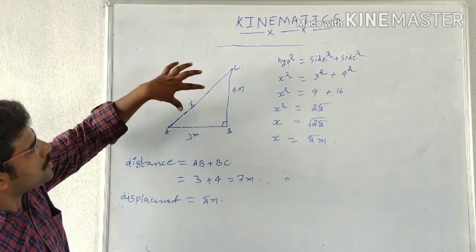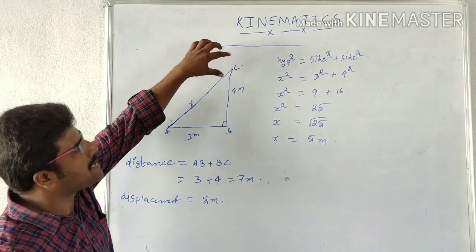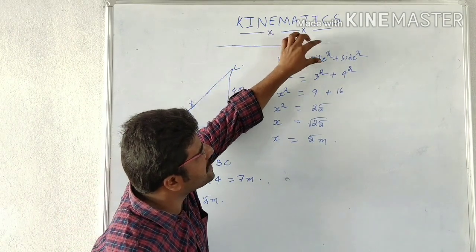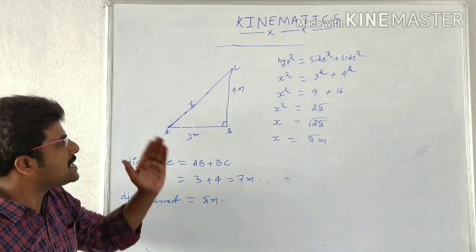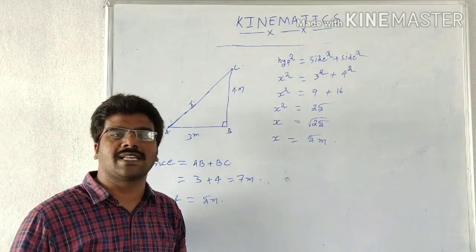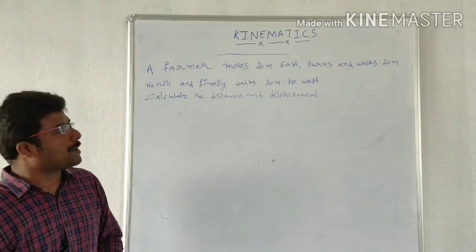Okay. So here we should have an idea in maths, that is the Pythagoras theorem we are using: hypotenuse square equals side square plus side square. If you know that formula, we can do this type of problems very well. Okay. Next, we are going to see another problem. Coming to another model problem.